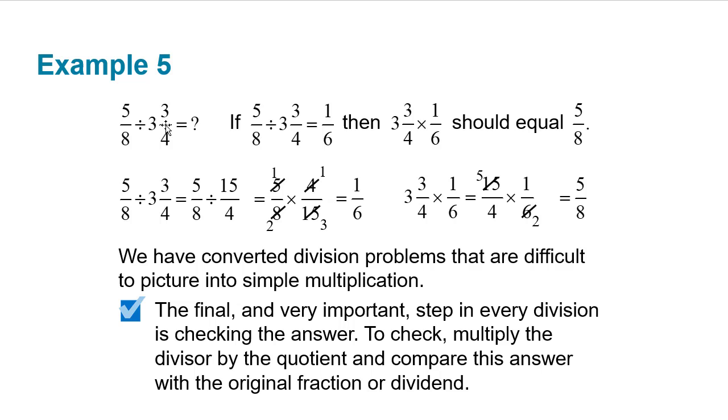Oftentimes you can't. At the very least, you would need to take this 3/4 and convert it into its improper fraction. So 4 times 3 is 12. 12 plus 3 is 15. Make it 15/4. Now you got 5/8 divided by 15/4. Slap that into your technology and get an answer. Or flip it and multiply and get an answer that way. Either way, it's fine, right? It's always going to work out the same.